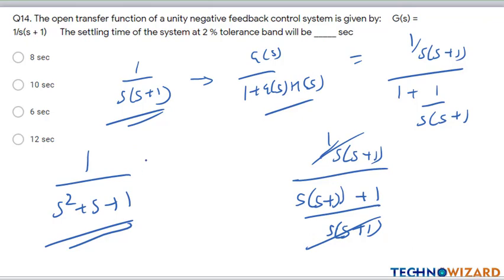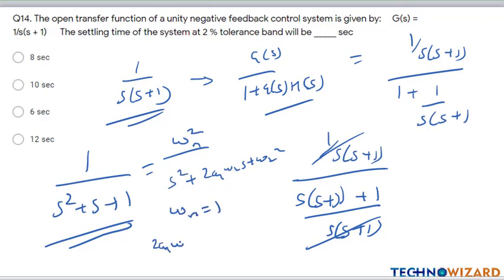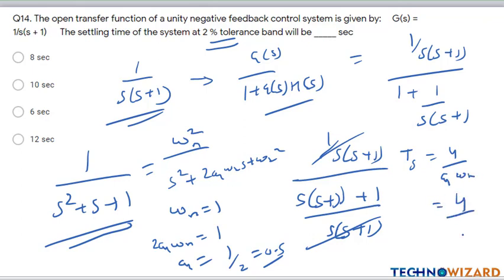Cancelling it, we will get the transfer function as 1 upon s square plus s plus 1. Comparing this with our standard equation, omega n square upon s square plus 2 zeta omega n s plus omega n square, we get omega n as 1 and 2 zeta omega n is equal to 1, and from here we get zeta as 0.5. For settling time for 2% tolerance band, Ts is equal to 4 upon zeta omega n, and zeta is 0.5 and omega n is 1. 4 upon 0.5 is 8 seconds. Therefore, the settling time will be 8 seconds for 2% tolerance band. Option A is the correct answer.